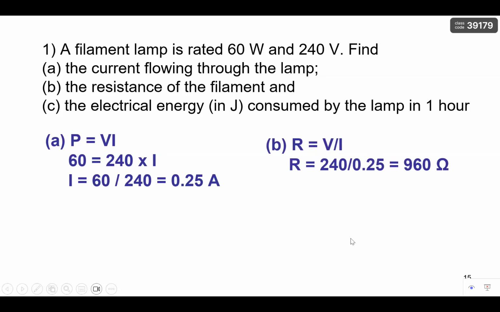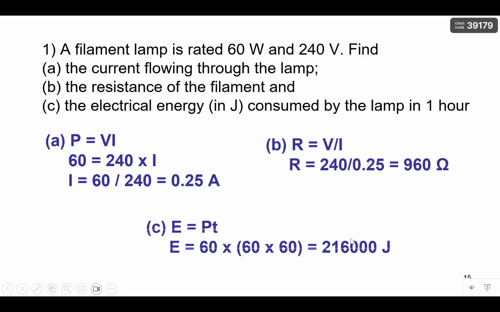And then the last part, part C, I want to find how much energy is being consumed by the lamp in 1 hour. So the energy is Pt. I will just take the power, 60 watts, times the time. 1 hour, I need to change it to seconds. So it's 60 times 60, 3,600 seconds. I get 216,000 joules of energy.